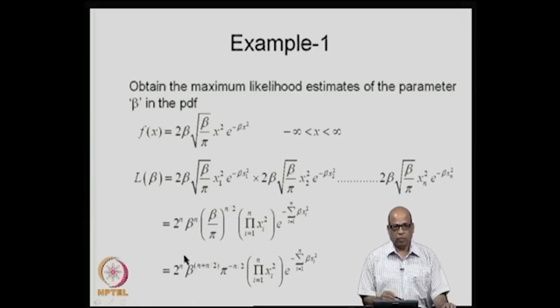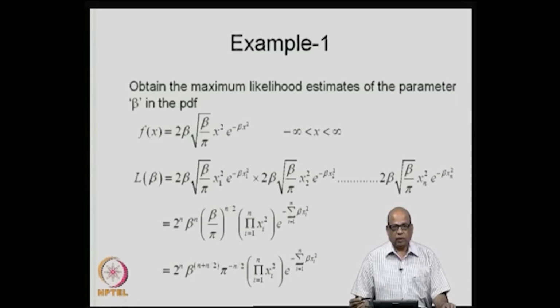So, this in a simple form we write it as 2 to the power n beta to the power, there is an n here and n by 2 here. So, I write it as beta to the power n plus n by 2, then pi to the power minus n by 2 corresponding to this term, into the product i is equal to 1 to n, this term remains the same and this term remains the same. This is the likelihood function. Now, we are looking for those values of beta which maximize this likelihood function.